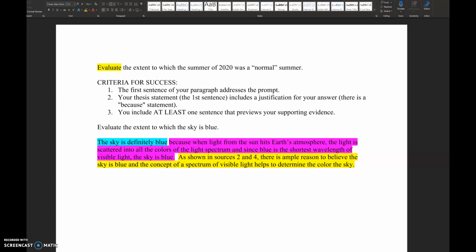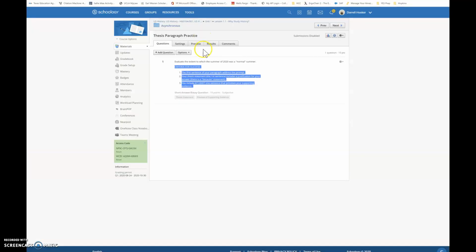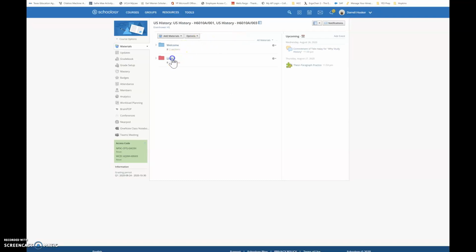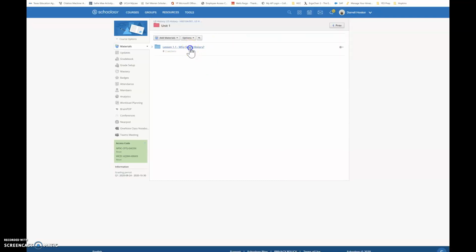What you're going to do now is go into Schoology, go to our class, U.S. History, go to Unit 1, then Lesson 1.1, and then the asynchronous folder, and then you're just going to do this exit ticket right here, thesis paragraph practice.